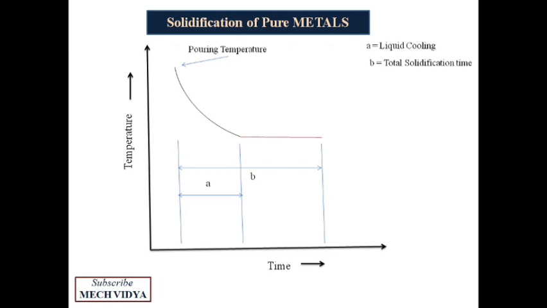So, from the pouring temperature till this point where the freezing stops is the total time required for solidification. Finally, as we cool the metal further, it gradually comes down to the room temperature. Now, let me show you a real example of this by considering the solidification pattern of copper metal.